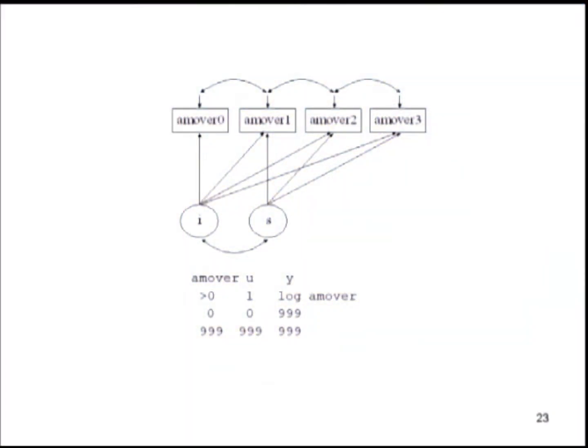We're going to look at this as a 2-part model, so we're going to have to create the 2 variables from the original variable. We show you here how this is done. And Mplus actually has a DATA TWOPART function which will divide the variable into 2 variables for you. If the original variable, which is called AMOver, is greater than 0, then the binary variable, which we're going to call U, takes on the value 1, and the continuous variable, which we're going to call Y, is going to be the log of AMOver. If the original variable is 0, then U will be 0 and Y will be missing. And if the original variable is missing, both variables U and Y will be missing.